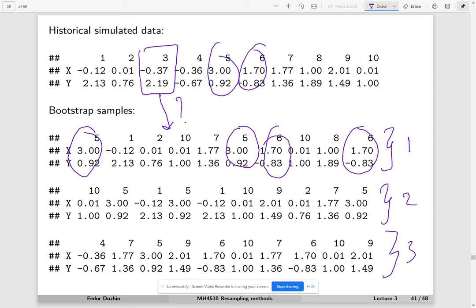And in the second sample, observation 1 appears twice. Observation 3 does not appear again. So observation 3 actually did not appear in any one of them. So it was just unlucky. It was not included in any one of these just because of random chance. So this is how it works.